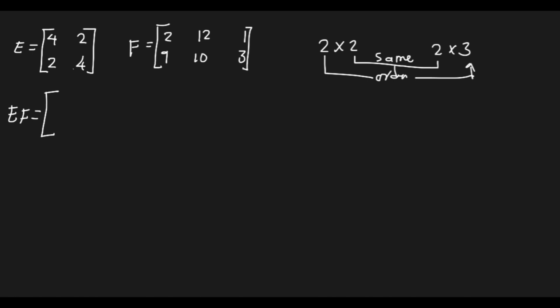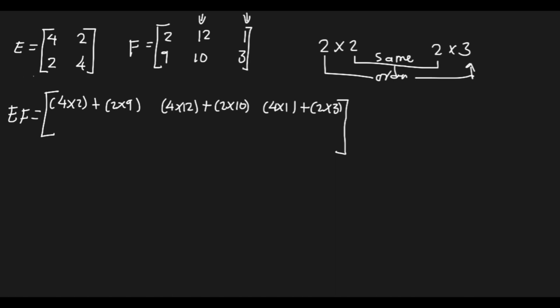So we have the row by column. So it's 4 times 2 plus 2 times 9. By now you've gotten the concept behind the multiplication of matrices. Then we move on to the second column. So 4 multiplied by 12 plus 2 times 10. We go to the third column, 4 times 1 plus 2 times 3.